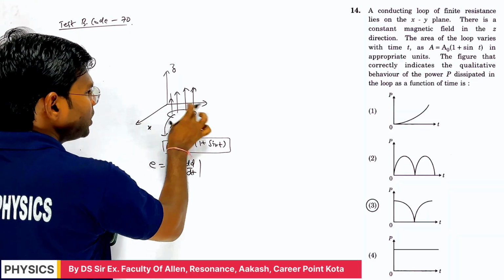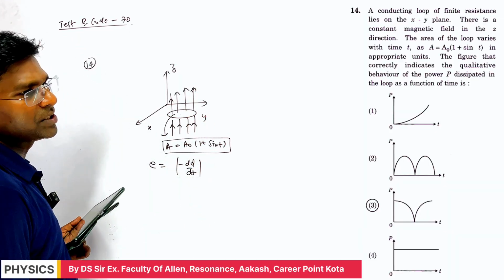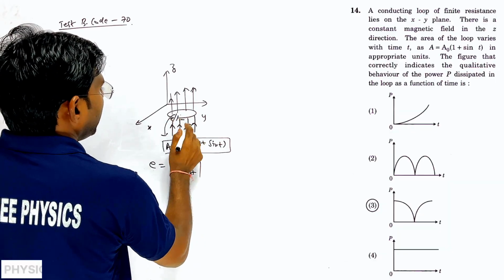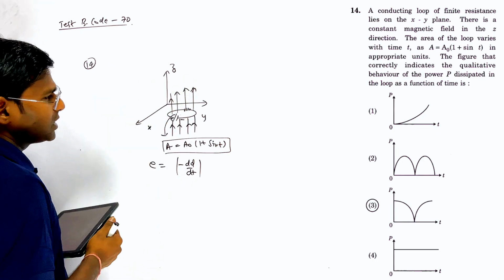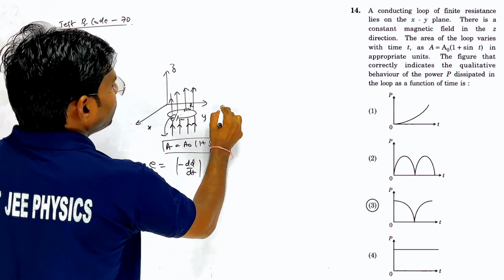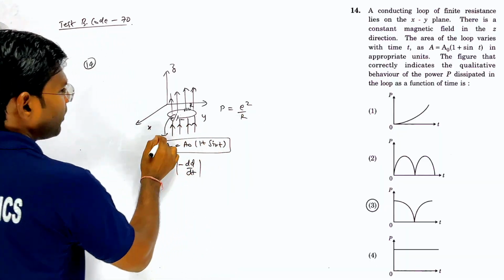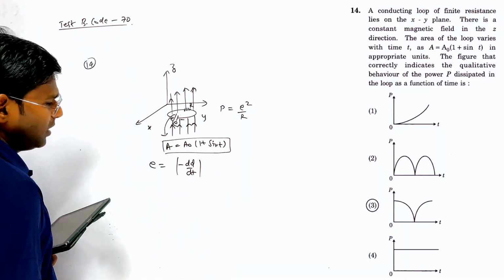Listen one thing, if this is the loop and the area is changing, therefore the flux linked with this loop is changing, so the induced EMF will be produced in this battery. And if the resistance of this coil is, say, R, so power will be produced and power will be equal to E square upon R.